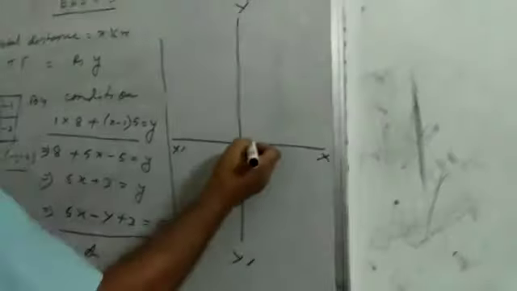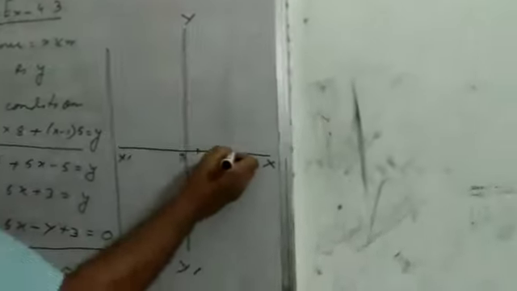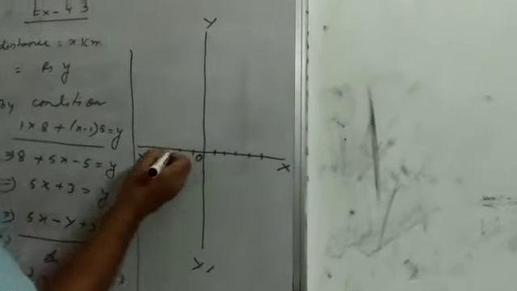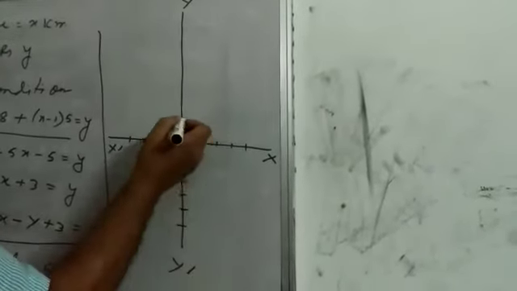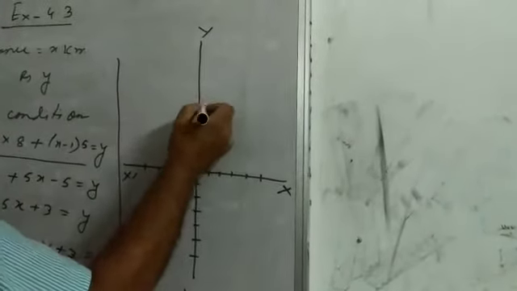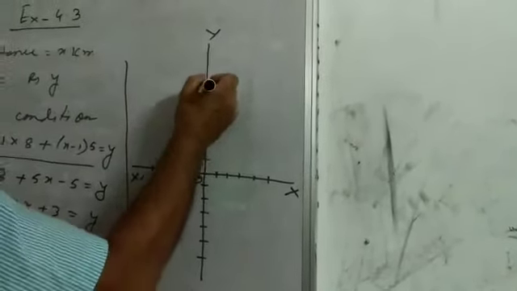So now divide the axis into some equal units. Don't take very small units. Take the standard size of unit, so you can plot the point easily and draw the graph clear cut. Then set 1, 2, 3, 1, 2, 3, minus 1, minus 2, minus 3, and here also minus 1, minus 2, minus 3.